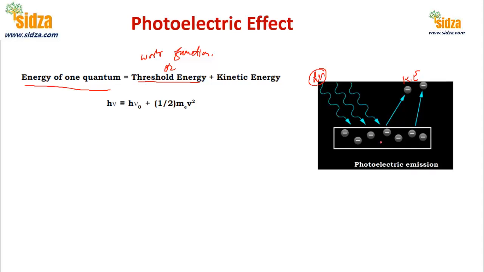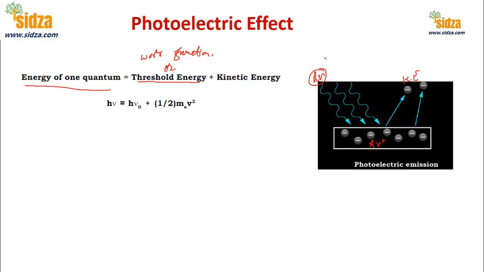So there must be some minimum amount of energy in the quantum, which is called the work function. Only then can you eject the electrons from the surface of a metal. Suppose this is the work function, h nu naught. This is the threshold energy that the electron must absorb, and then it will be emitted from the surface of the metal, and the rest of the energy present in this one quantum will go in the form of kinetic energy.